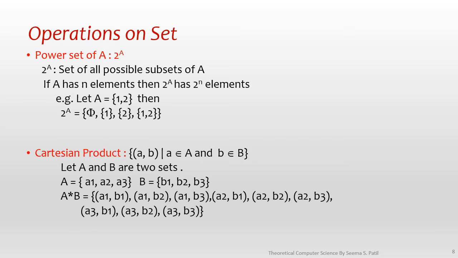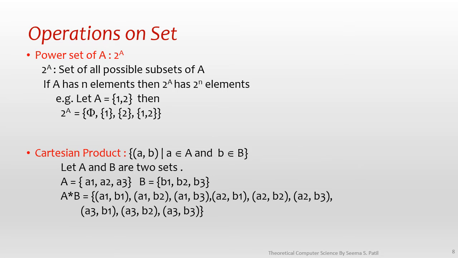Next is Cartesian product, that is A star B, the set of pairs (a, b) such that a belongs to A and b belongs to B. Let A and B be two sets, A equal to {a1, a2, a3} and B equal to {b1, b2, b3}. So A star B is equal to, take the combination of a1 with b1, a1 with b2 and a1 with b3. Like this, continue for the next element.